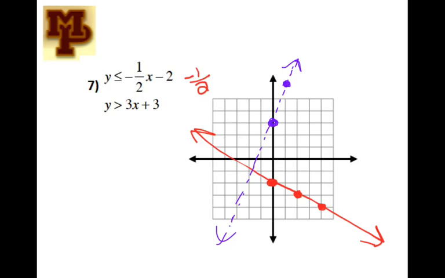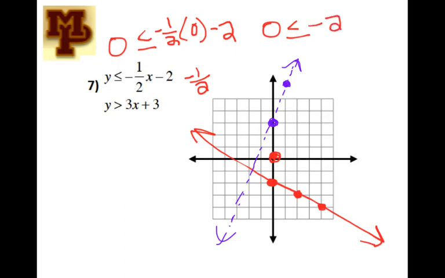So the one on the top, I would do a test point of 0, 0. Actually, both of them I'm going to do 0, 0. So I plug in 0 is less than or equal to, and now all of this would be 0, so I'm going to go ahead and show it. So -1/2 times 0 minus 2. So 0 is less than or equal to, all of that 0, and then is 0 less than or equal to -2? That would be false. So that means, this is the one, the red one, I don't want to shade the side that has 0, 0 in it. I want to shade below.